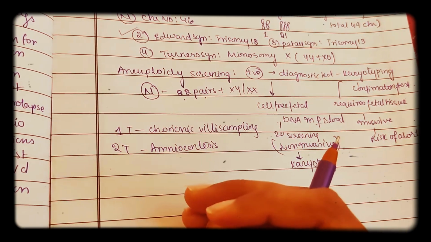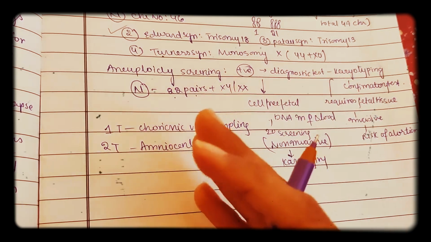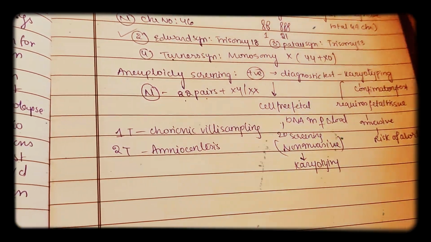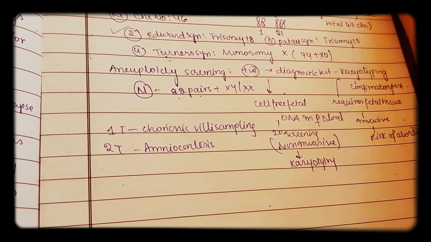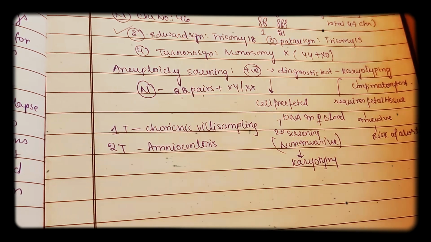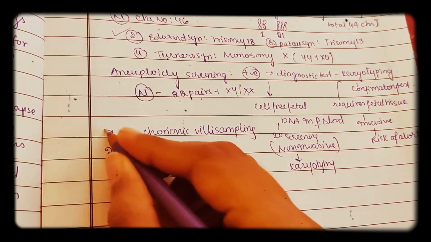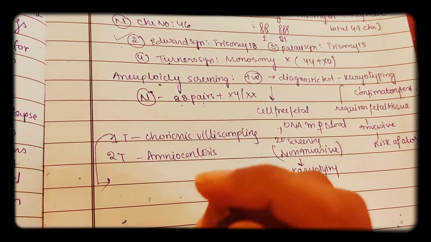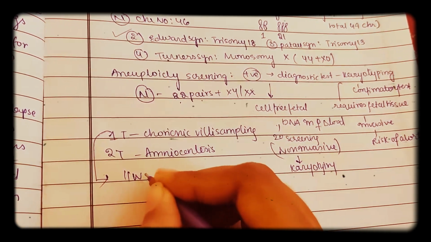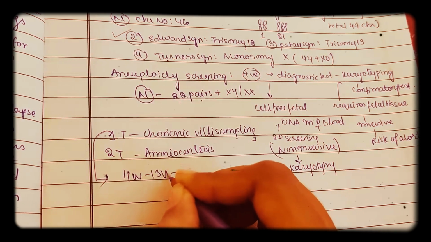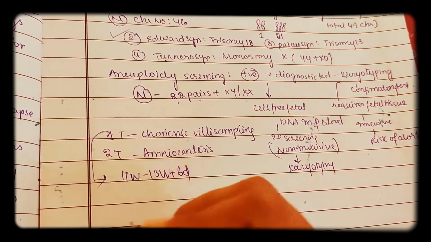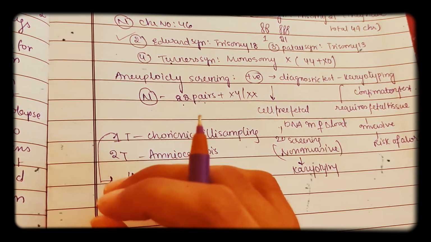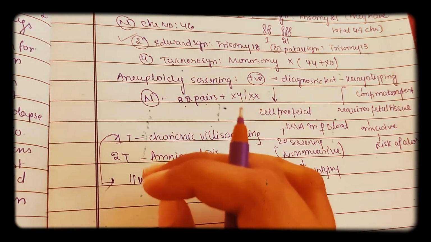then directly do karyotyping, that is the diagnostic test, because she already had a previous baby with it, right? She may have a chance again, so directly advise her to go for karyotyping. Now coming to the first trimester screening test, as we discussed, the best time is from 11 weeks to 13 weeks plus 6 days. So in this time you need to do a screening test.